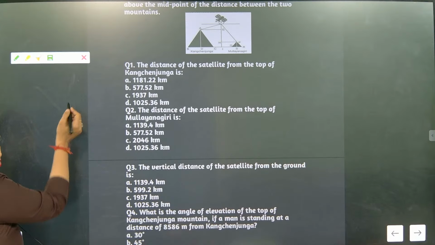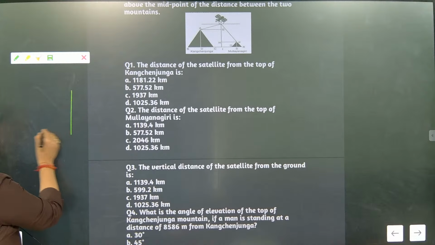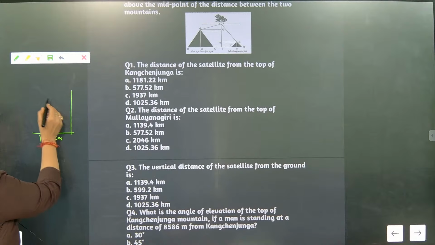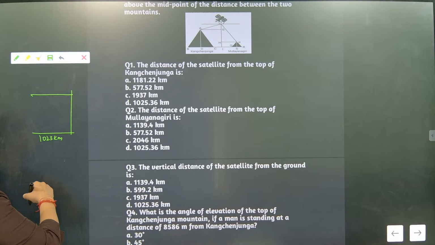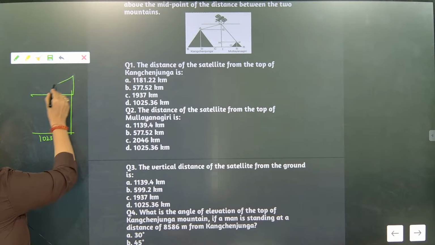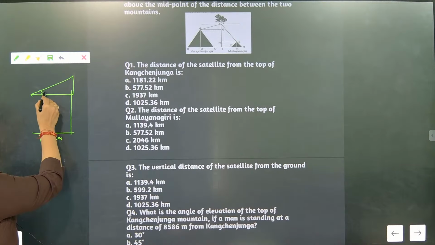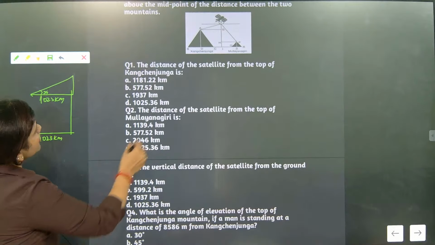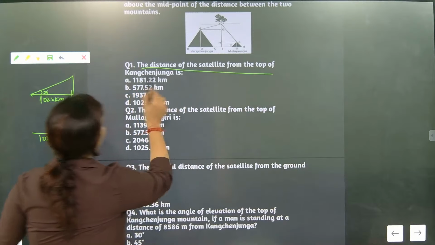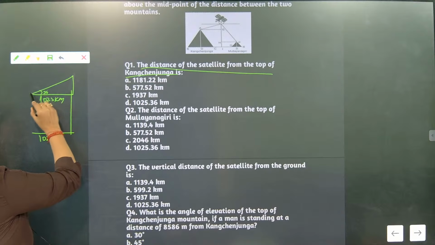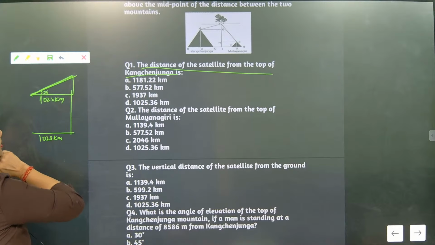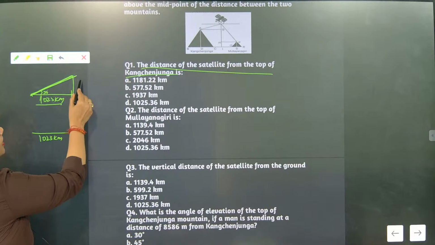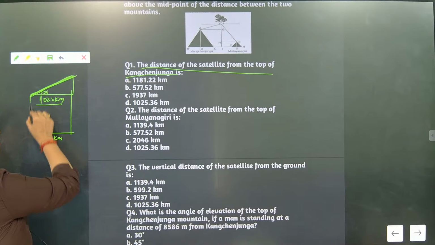So this distance is 1023. Children, take this one out. This distance is what? 1023 kilometers. So this will also become 1023 kilometers. What is the angle here? The angle is exactly 30 degrees. So this is 1023 kilometers. Understood? Now what they are asking is the distance of the satellite from the top of Kanchenjunga. So 1023 kilometers is the distance from the top of Kanchenjunga.